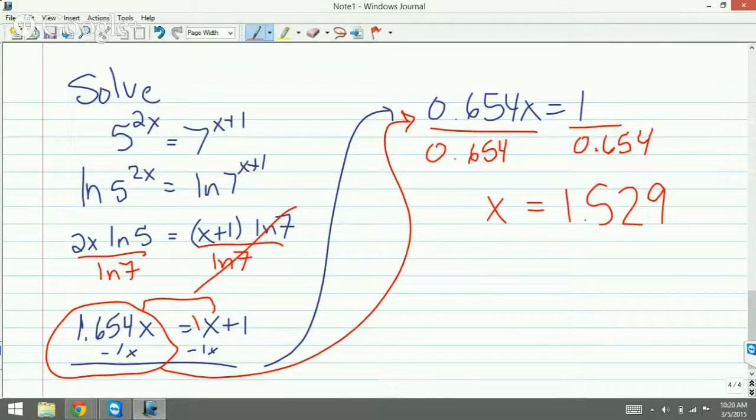Okay. Just to clear this up for some of you a little bit. Same rules, same procedures, just base e, natural log. Okay.